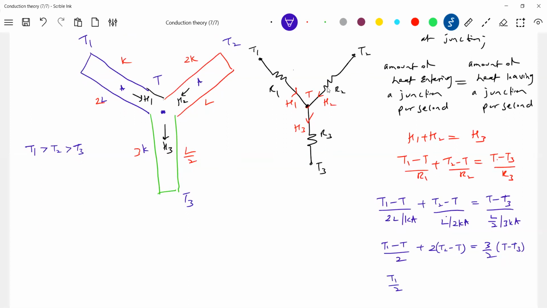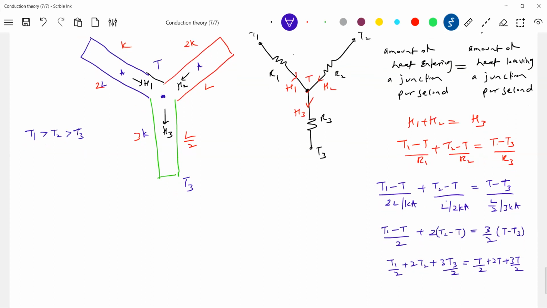Okay, T1 by 2 plus T2 should be equal to T by 2 plus 2T plus 3T by 2. This will be 4T, and this will be T1 plus 4T2 by 8. Check the calculation once. This will be the temperature of the junction.